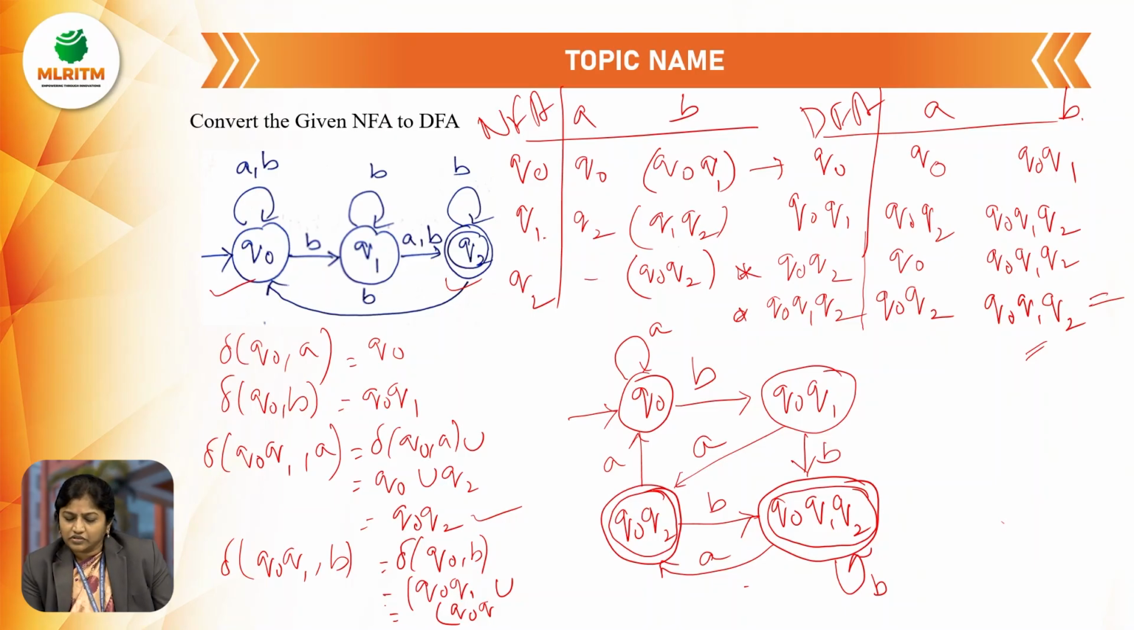Understood? First we need to write the transition table for the given NFA. We start with the initial state, and from it we got these two states. Whichever new state we get, we need to derive for it again. For this we got Q0, Q2 and Q0, Q1, Q2, and for these two we need to derive again. After deriving all these transition functions, we write the transition table for the DFA. Using that transition table, we can draw the transition diagram.